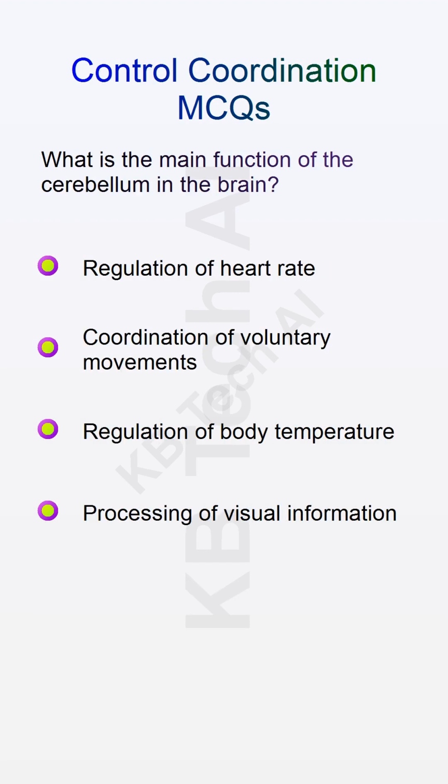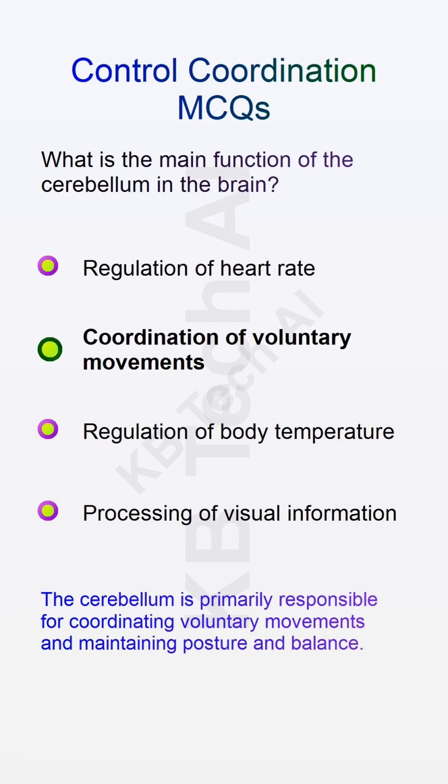What is the main function of the cerebellum in the brain? Option 1, regulation of heart rate, option 2, coordination of voluntary movements, option 3, regulation of body temperature, option 4, processing of visual information. The answer is, option 2, coordination of voluntary movements.